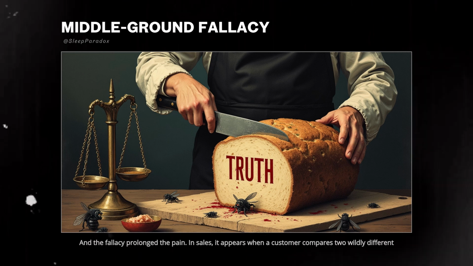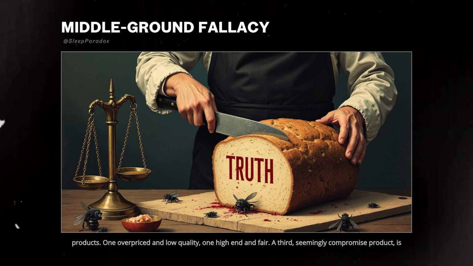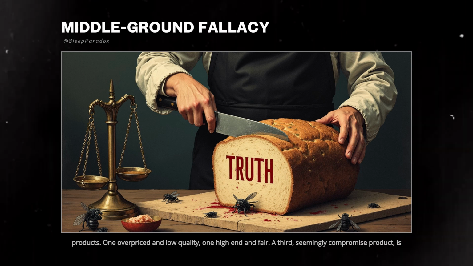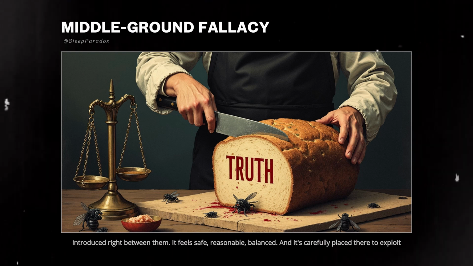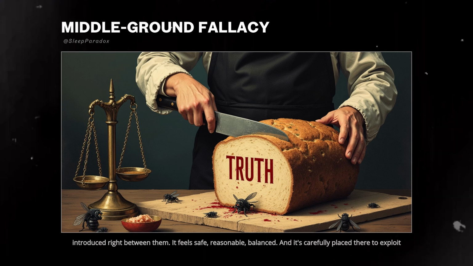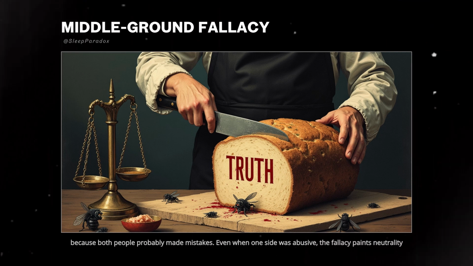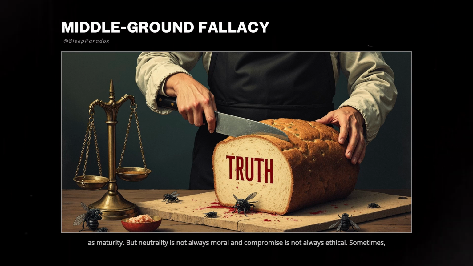In sales, it appears when a customer compares two wildly different products. One overpriced and low quality, one high-end and fair. A third, seemingly compromised product is introduced right between them. It feels safe, reasonable, balanced, and it's carefully placed there to exploit the instinct that the middle is correct. In family disputes, it shows up when someone refuses to side with a victim because both people probably made mistakes. Even when one side was abusive, the fallacy paints neutrality as maturity. But neutrality is not always moral, and compromise is not always ethical. Sometimes, the middle is a cop-out wrapped in virtue.